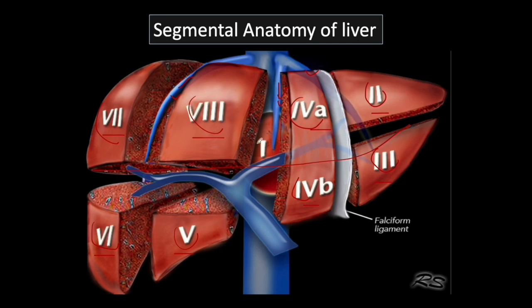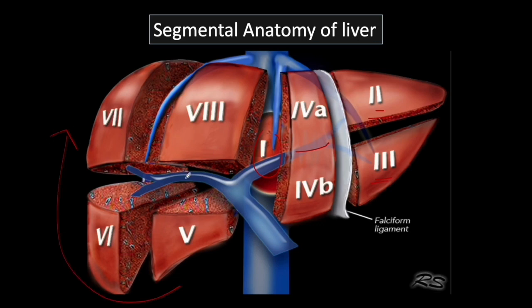Segment 1 is located posteriorly near the inferior vena cava. Here you can see this is segment 1. Segment 2, 3 and 4 are commonly represented as left liver lobe. Similarly, on right side we have 4 different liver segments going from 5, 6, 7, 8 clockwise. Above the portal vein are segment 7 and segment 8. Below the portal vein are segment 5 and segment 6.